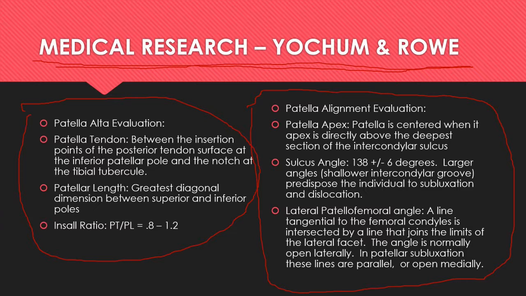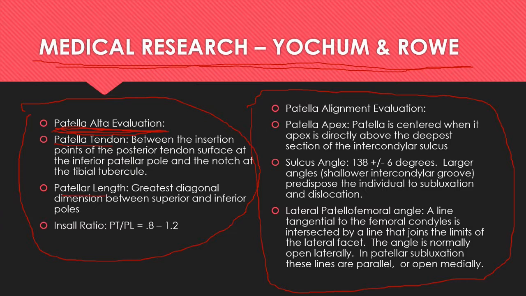So for the patella alta evaluation, we know that this is a risk factor for patellar instability according to our prior medical research. This reference tells us that we need to measure the length of the patellar tendon, which is the distance between the insertion points of the posterior tendon surface at the inferior patellar pole and then below at the notch at the tibial tubercle. That gives us our patellar tendon length.